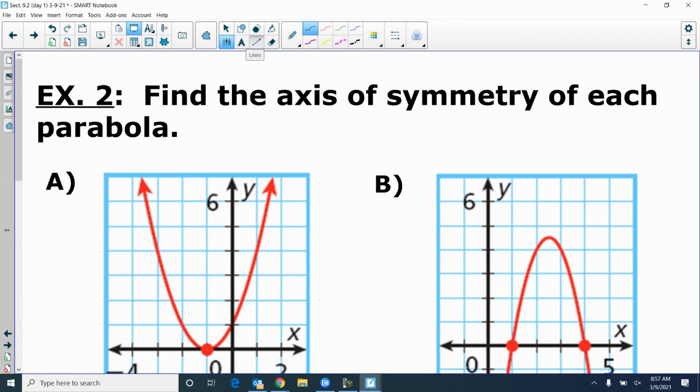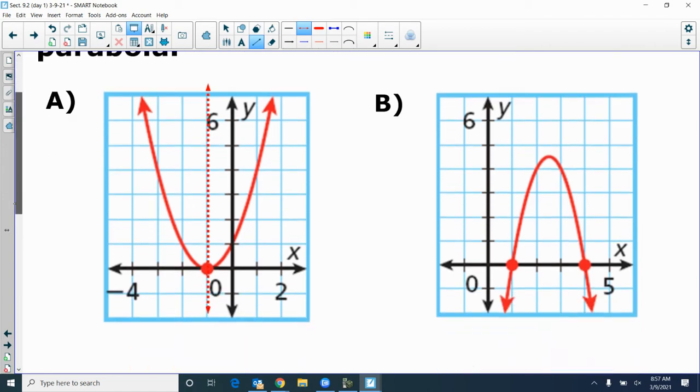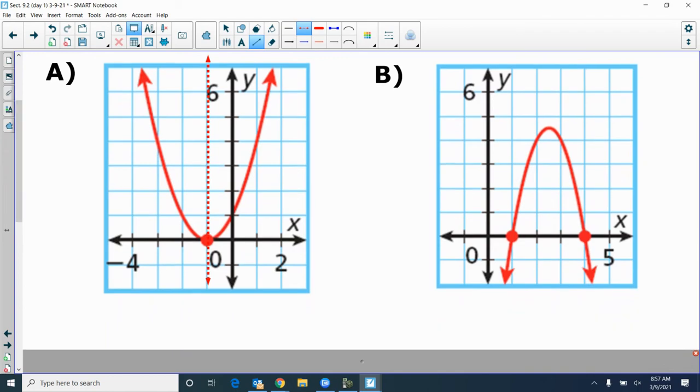And it doesn't hurt. I would go ahead and draw it in. Now, the axis of symmetry should be a dotted line. It goes right through the middle. And I'm just going to put axis of symmetry.